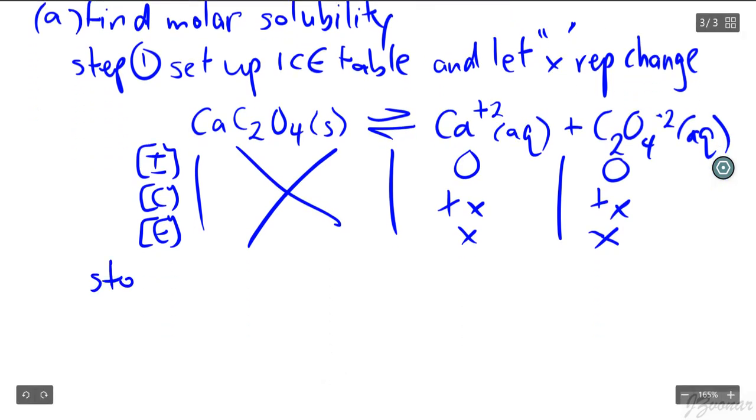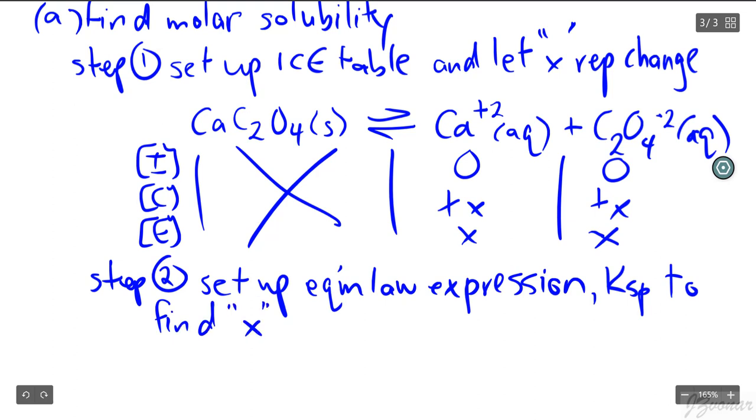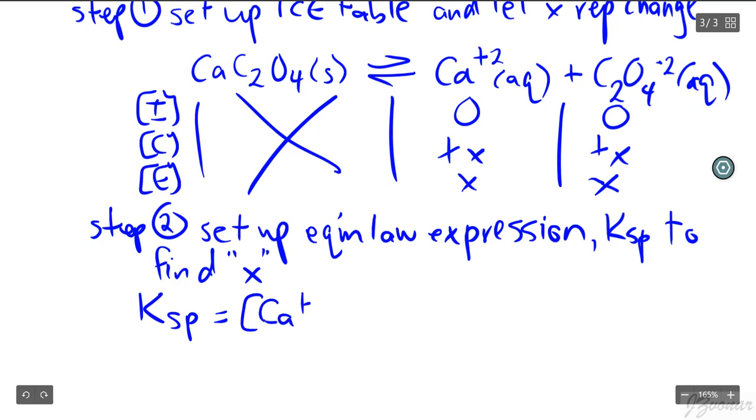Okay, so step 2, we're going to set up our equilibrium law expression. So I'm writing out the steps, so when you're doing your homework you can refer back to these examples. Set up an equilibrium law expression, which is my KSP, and this helps us to find X. Okay, so KSP is equal to the calcium ions and oxalate ions.